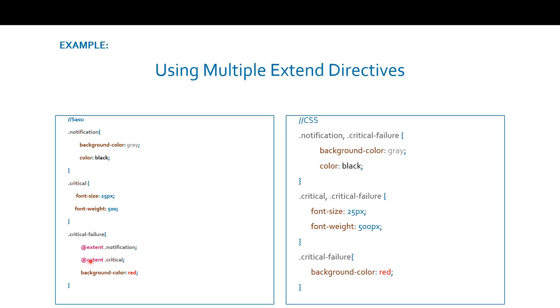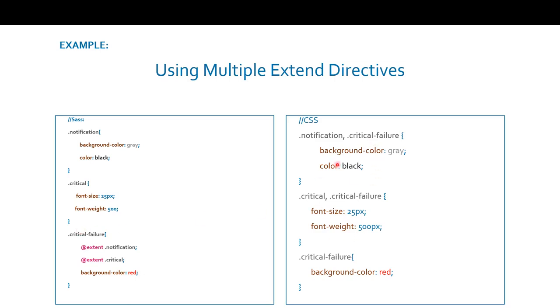What we are doing with this @extend critical is to inform Sass that all the properties of critical are also shared by critical failure. So all the properties of notification are shared by critical failure, and all the properties of critical are also shared by critical failure. That's what we refer to as using multiple extend directives in a style object.